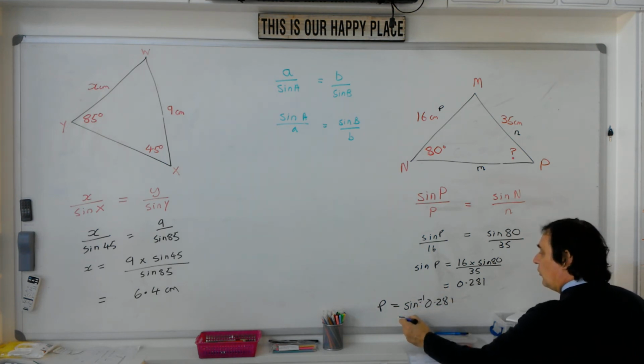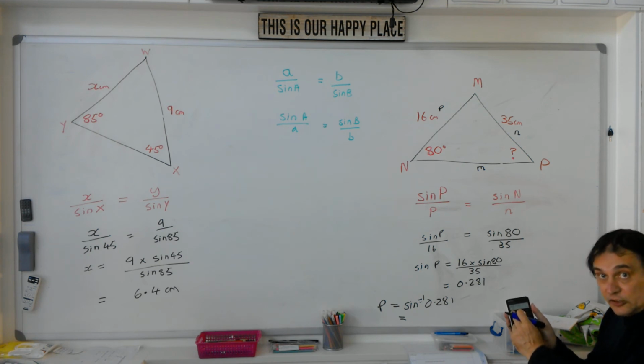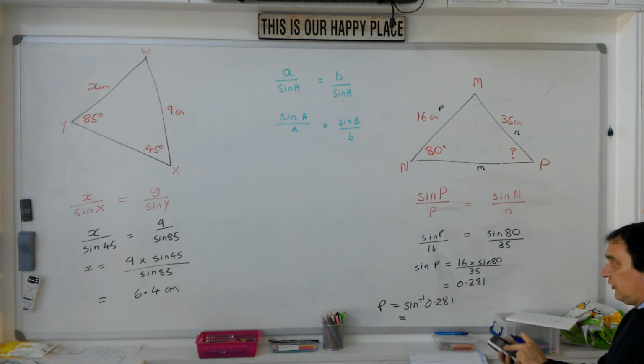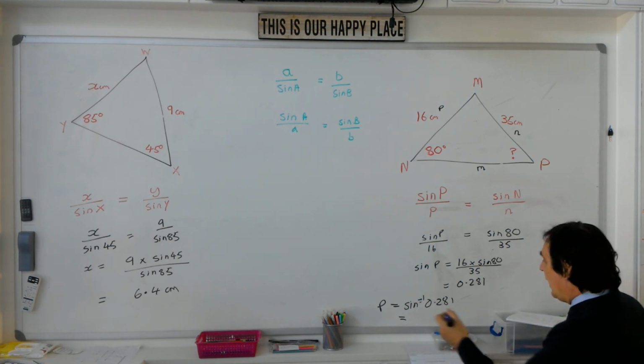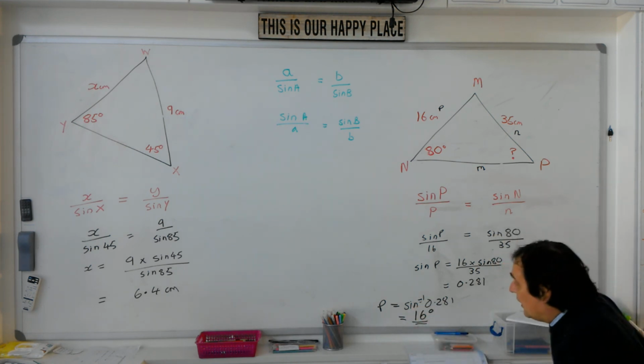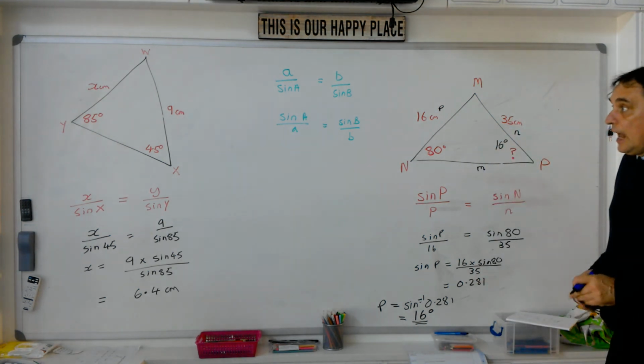To do sine to the minus 1, we press our second function or our shift key on the calculator, followed by the sine. So it's shift sine 0.281 equals, and that comes out to be 16 degrees. It's actually 16.3, but we'll call it 16 to the nearest degree. So there we go, 16 degrees would be the angle in there.